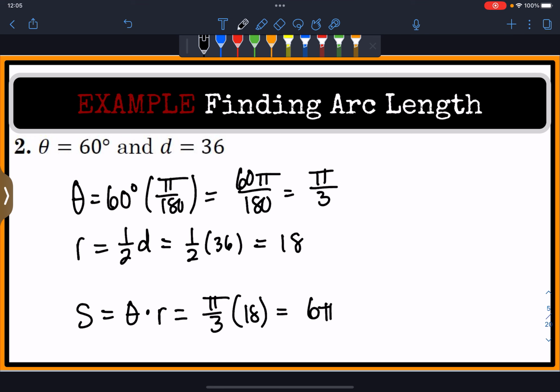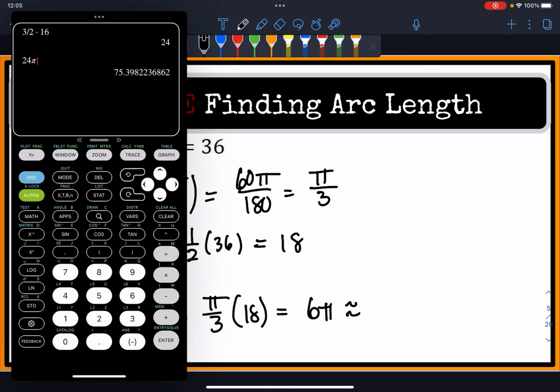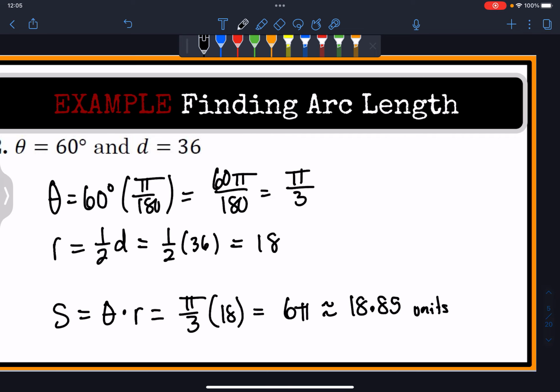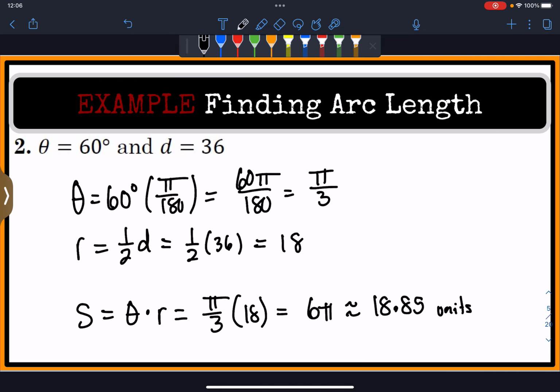Which is 6 pi. And 6 pi is approximately 6 times pi, 18.85. Whatever unit of measurement this is, because it's a length, it's a linear unit, so not squared, it's to the first power. And that's how you calculate arc length.